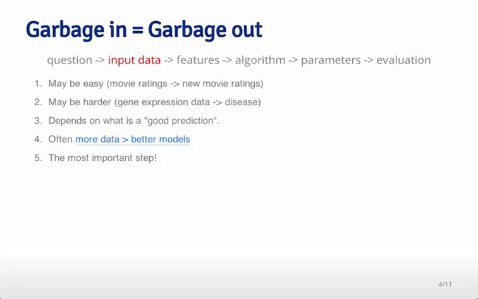The key point that you need to remember when making that decision is garbage in, garbage out. In other words, if you have bad data that you've collected or data that isn't very useful for performing predictions, no matter how good your machine learning algorithm is, you'll often get very bad results out.